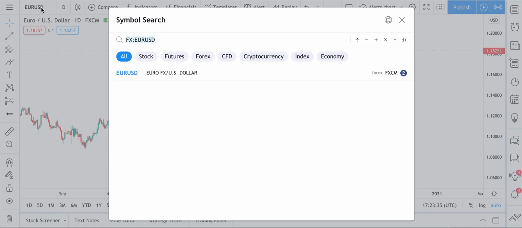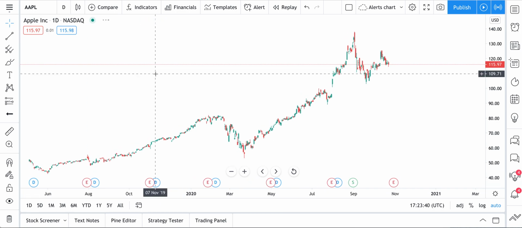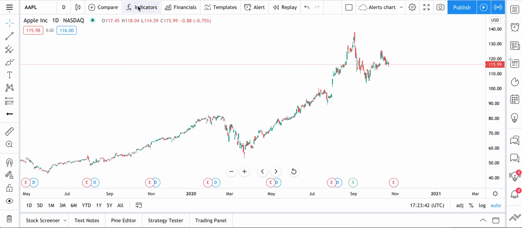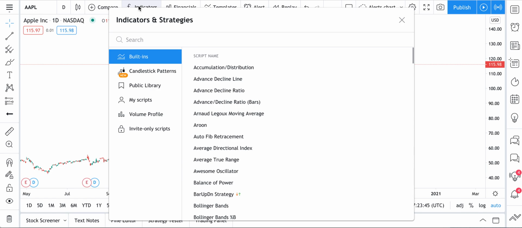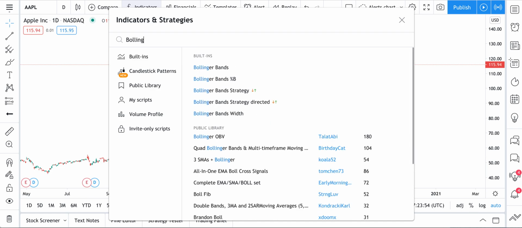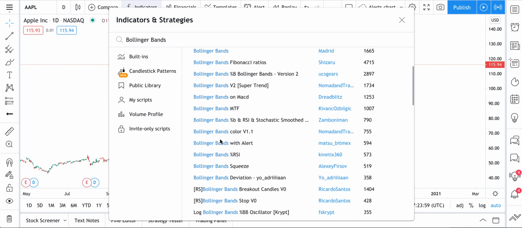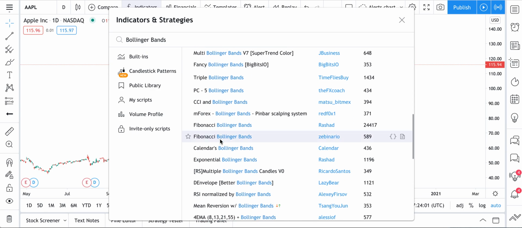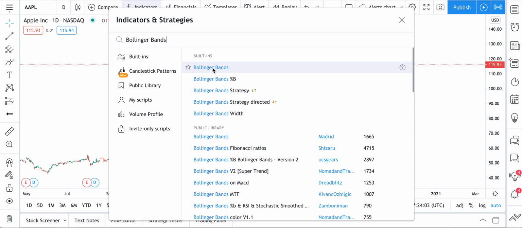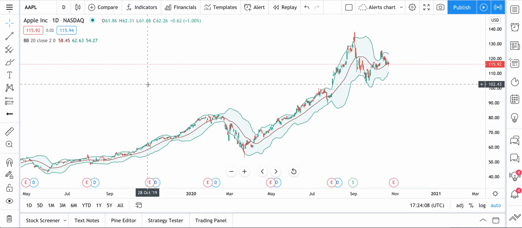So let's say we wanted to look at Apple. Just a simple chart of Apple daily, and we want to add some indicators to it. We head up to our indicators and we click, and now we're at the indicators and strategies menu. If we know exactly what indicator or strategy we want, we type it in. So in this case, let's go to Bollinger Bands. And as you can see, just by searching, we now have the option to go through every indicator and strategy that is related to Bollinger Bands. So we click. And just like that, it's added to our chart.